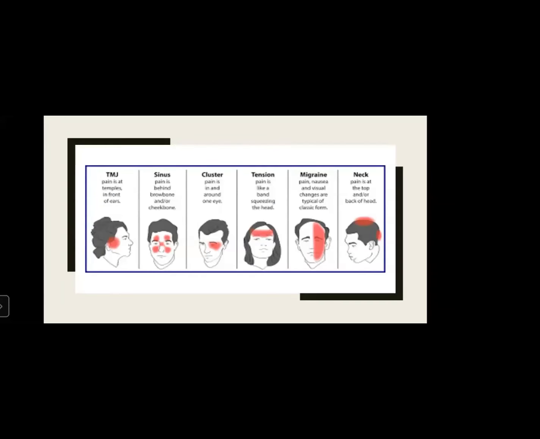So here we have some areas of the pain in the different types of headache: the sinus one, cluster one, tension one, migraine one, neck one. For example, for the migraine one, pain, nausea, and visual change are typically the classic form. For the tension one, the pain is like a band squeezing the head. For the neck one, the pain is at the top and back of the head.